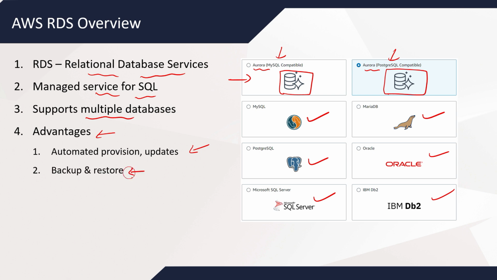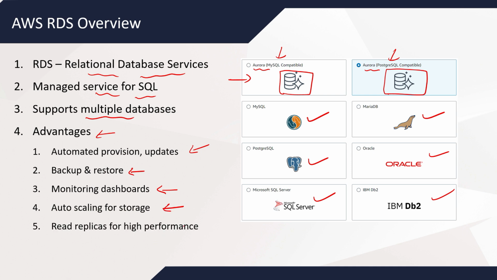And RDS will also give us automated backup and restore functionality, and it gives us a monitoring dashboard to look at the database health and the usage, and in case of any warnings or errors, everything would be tracked there, right? And it provides the auto scaling feature for the storage, and then we will have read replicas for high performance reads, right? So we will talk about auto scaling and then read replicas in the upcoming slides, but these are some of the top advantages with RDS systems.